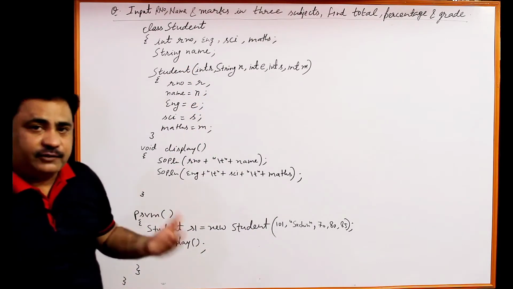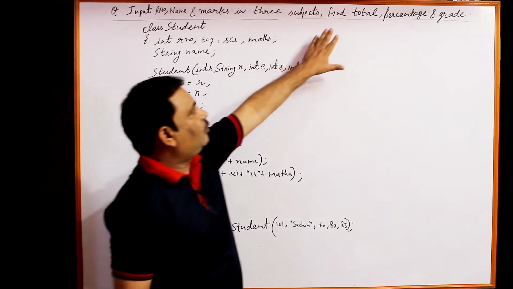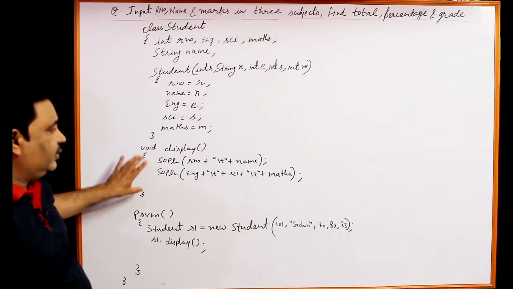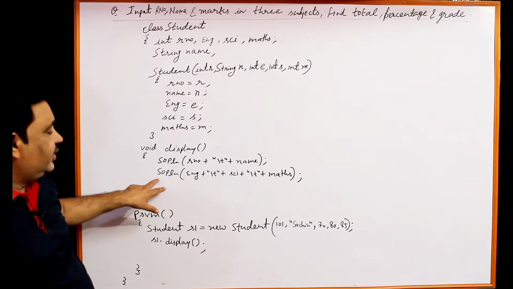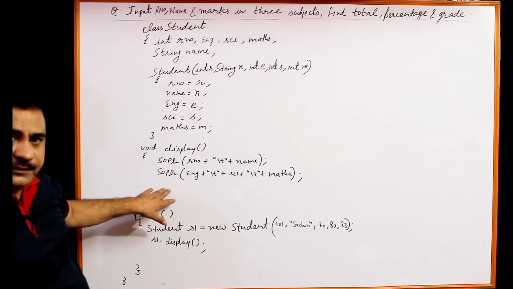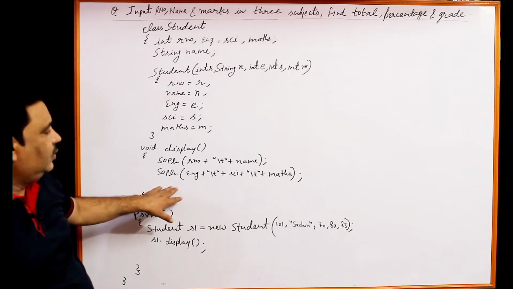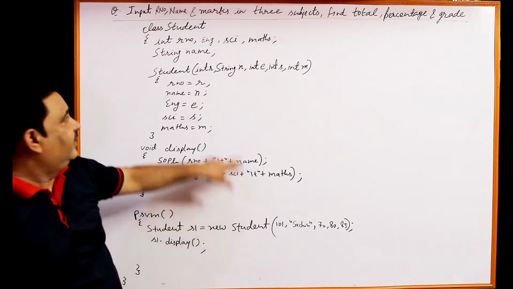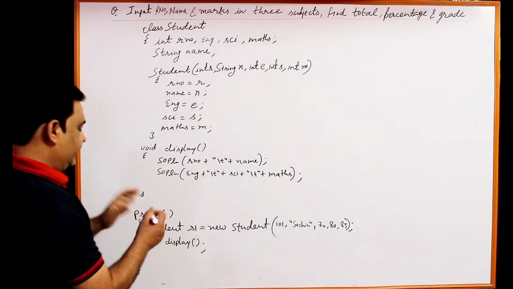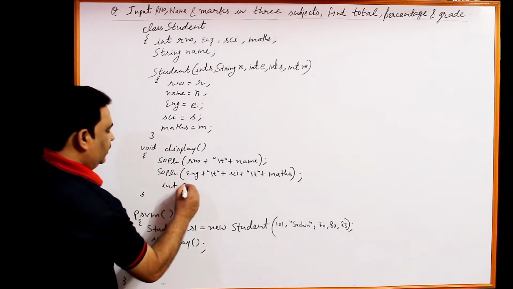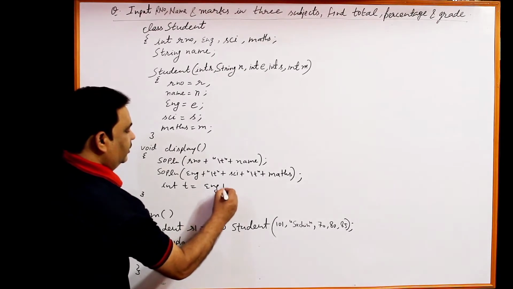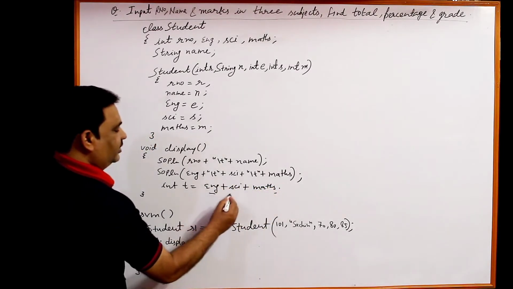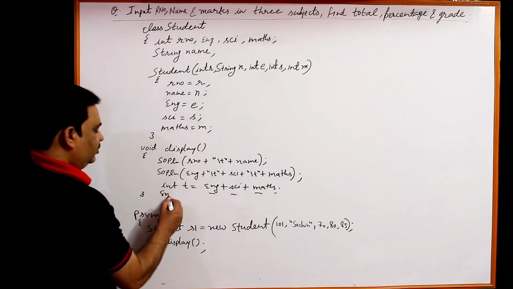Now, what we have to do? We have to first of all calculate the total. Now, where do we have to calculate the total? We can also calculate the total here in the display function. Int t equal to, one local variable we can declare, int t equal to English, Science and Maths marks added: this.eng plus this.sci plus this.maths. See, English marks, Science marks and Maths marks will be added, and we can also print it here.